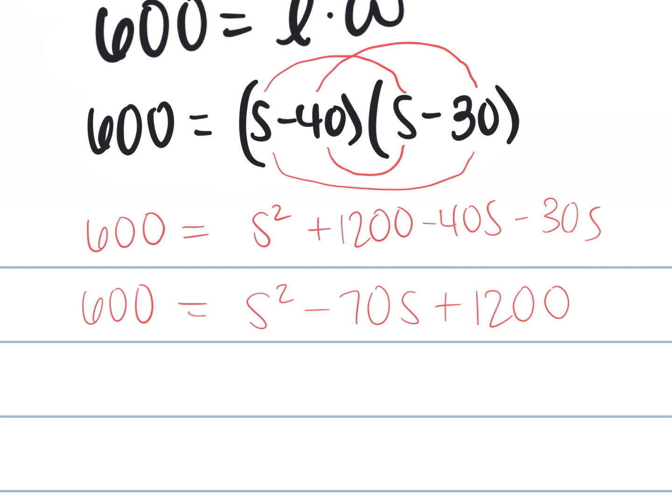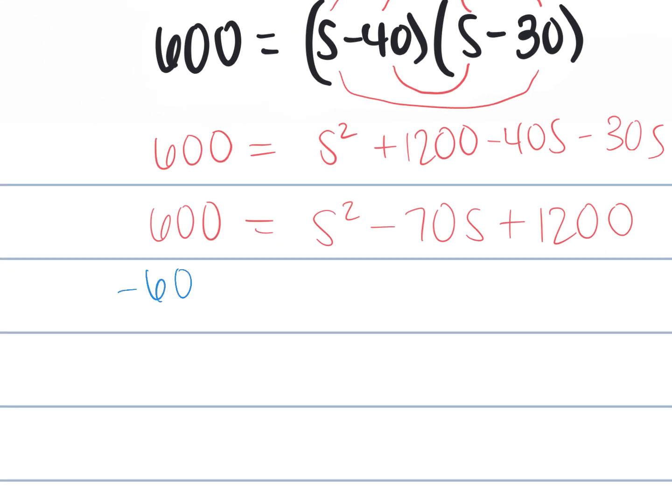Now, in order to solve these kinds of problems, let's follow the same format we used in the warm-up. Do you guys remember the warm-up? What do I need to do in order to solve something like this? Why am I subtracting 600? You need to make one side 0. So subtract 600. What is 1,200 minus 600? So let's write it down. It's 0 equals S squared minus 70S plus 600.